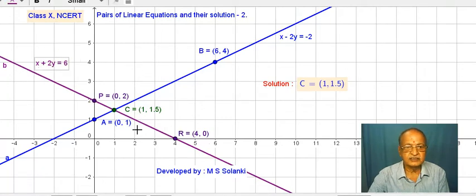This equation is represented on the graph in this color, and it is in blue color. And the solution of this x plus 2y is equal to 6, x minus 2y. This equation is not changed. Suppose I am placing this value here, x is equal to 1. So it is satisfying. In this condition also it is satisfying.